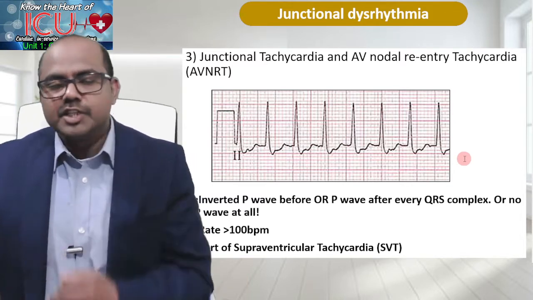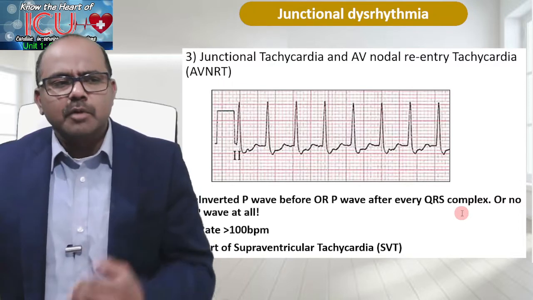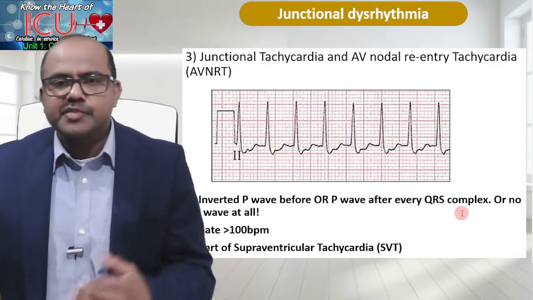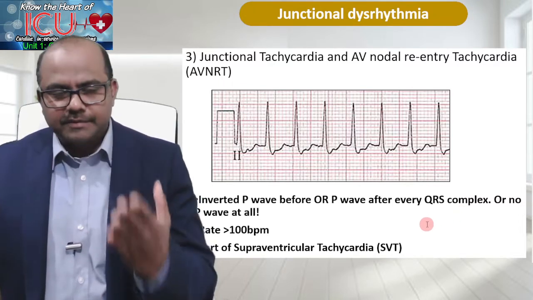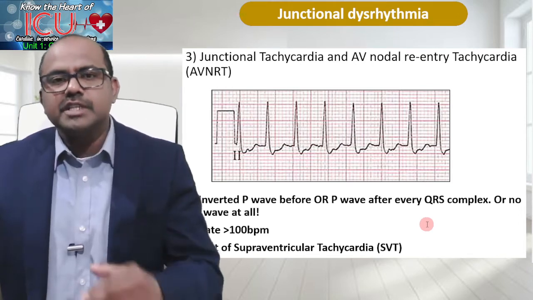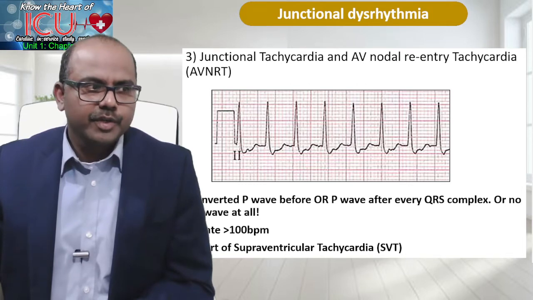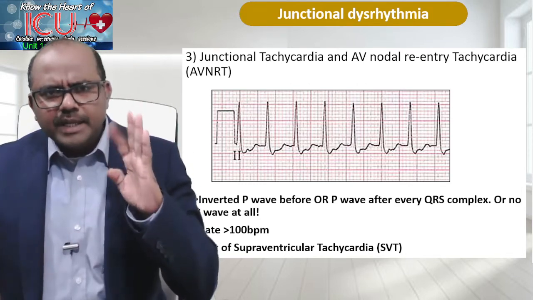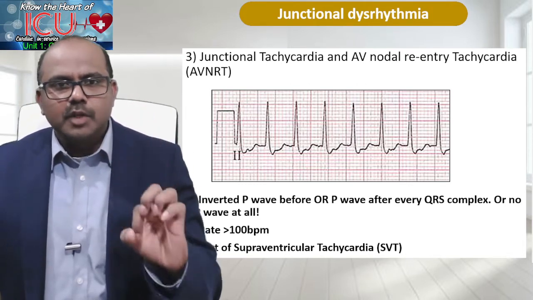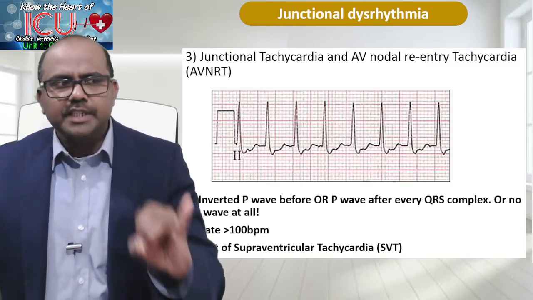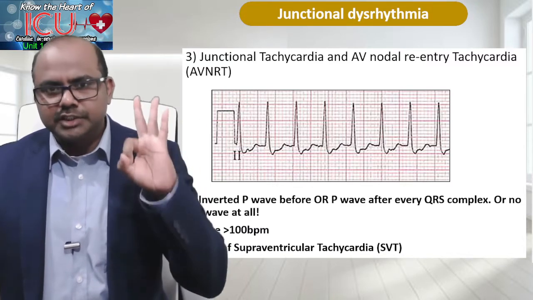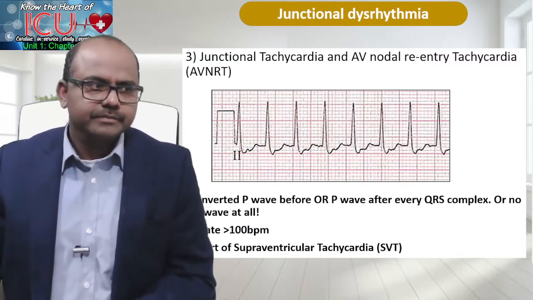So you can distinguish with the adenosine. The rate will be more than 100, and it's a part of supraventricular tachycardia. And if there is a P wave, it will be inverted, and it may be before or after the QRS complex. That's the criteria for your junctional tachy. These are the three junctional abnormal rhythms: premature junctional complex, junctional rhythm, and junctional tachy or AVNRT.